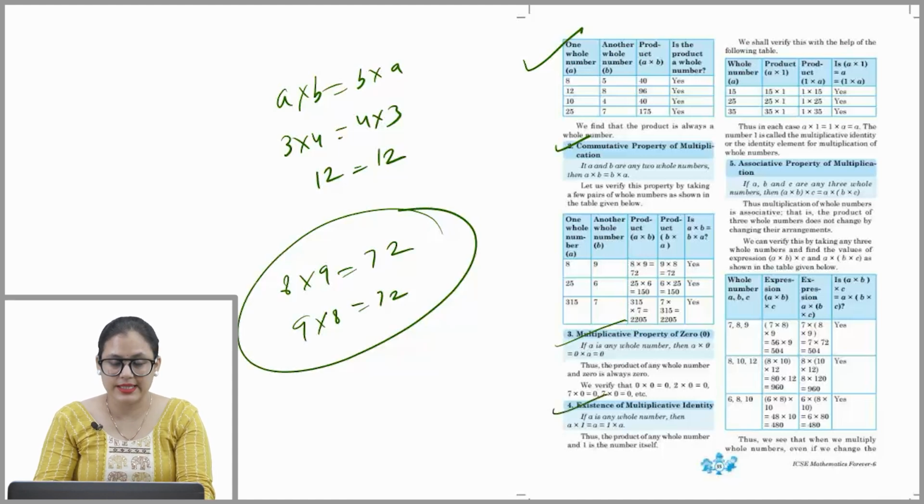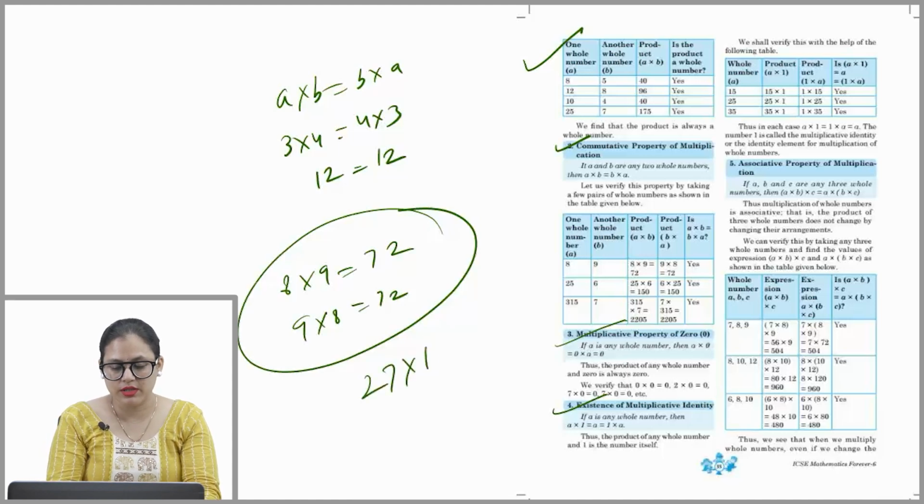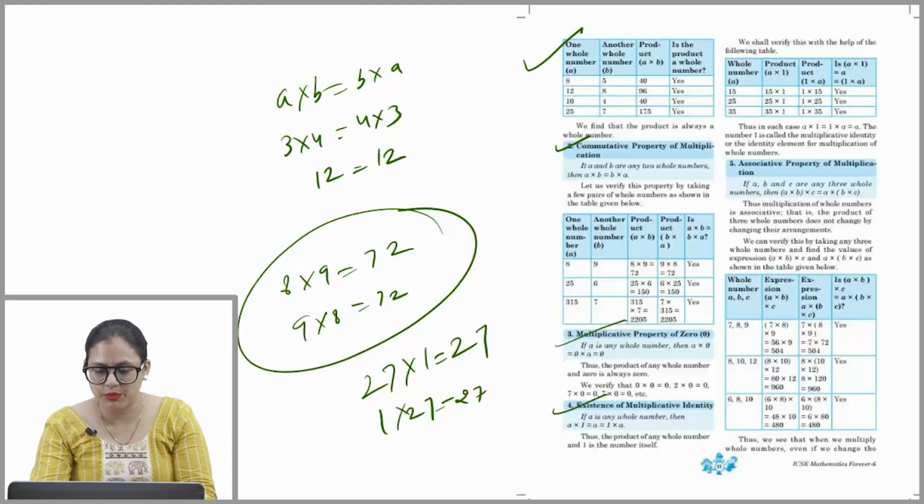Number 4, existence of multiplicative identity. If a is any whole number, then a into 1 is equal to a is equal to 1 into a. Thus the product of any whole number and 1 is the number itself. For example, 27 into 1 is equal to 27. 1 into 27 is equal to 27. We shall verify with the help of the following table.